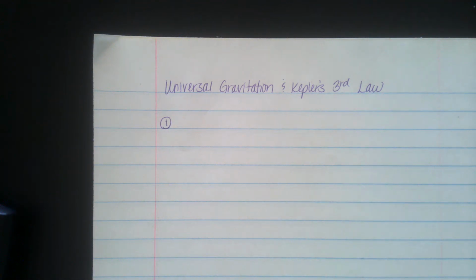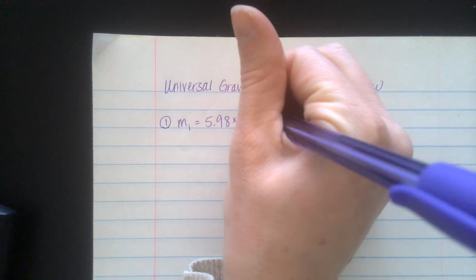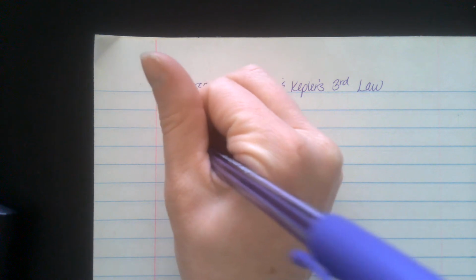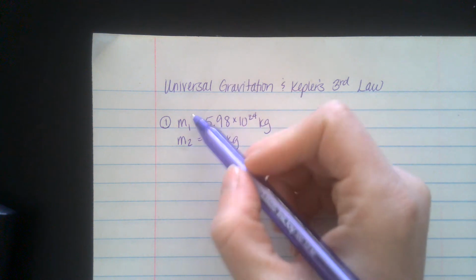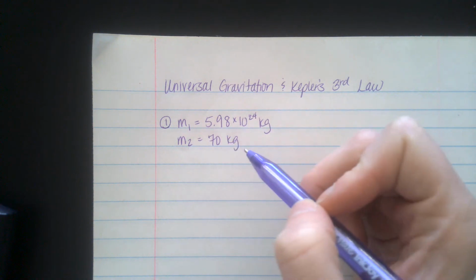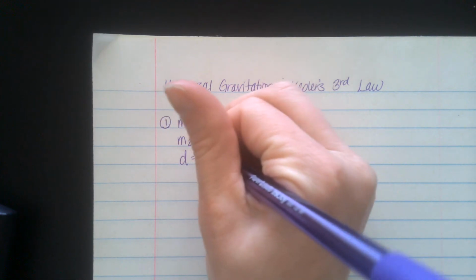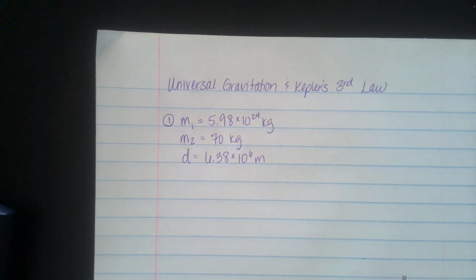So it says, determine the force of gravitational attraction between the Earth, and they give you the Earth, we'll call the Earth mass 1, 5.98 times 10 to the 24th kilograms, and a 70 kilogram student. We'll call that mass 2. So determine the force between the two masses if the student is standing at sea level, and they tell you sea level is a distance of 6.38 times 10 to the 6th meters from the center of the Earth.